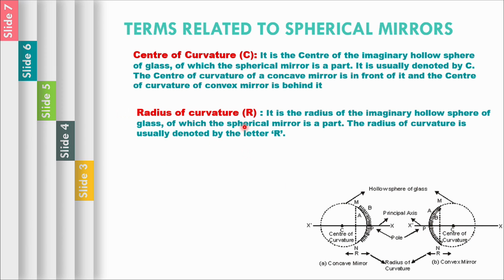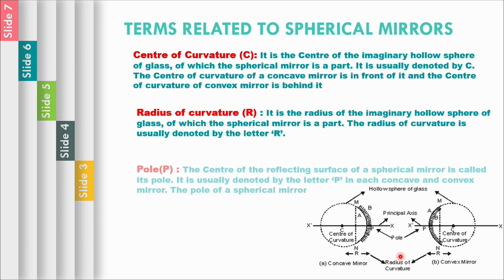The second one is the radius of curvature. What is the radius of curvature in both the cases? That is PC. P means pole, C means center of curvature. In other words, it is the radius of the imaginary hollow sphere of glass, of which the spherical mirror is a part. In both the cases, PC is equal to the radius of curvature. It is the radius of the imaginary hollow sphere of glass. It is usually denoted by a capital letter R.